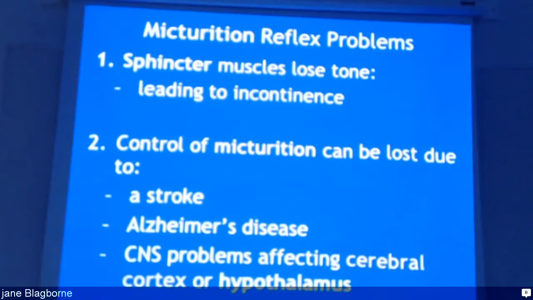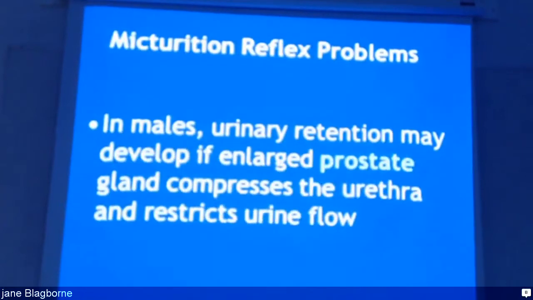So reflex problems we discussed, the sphincter is not working properly, and also any illnesses or diseases, a stroke, Alzheimer's disease, CNS problems affecting the cortex and the hypothalamus, can also prevent people from being able to hold their urine. Not their fault. Okay. We talked about urinary retention caused by the enlarged prostate already. It restricts the flow.